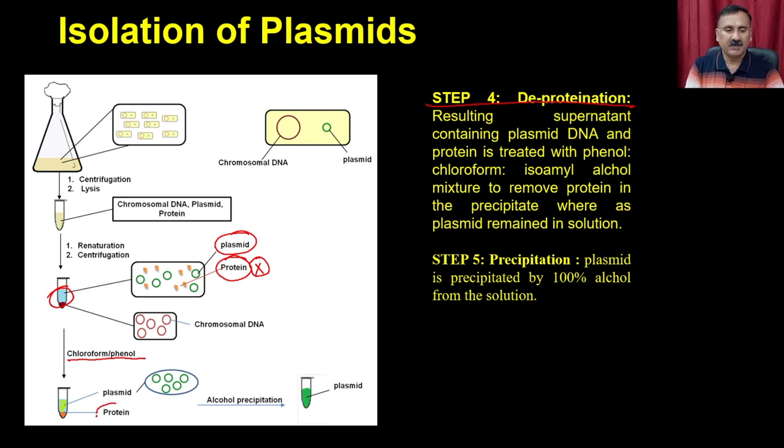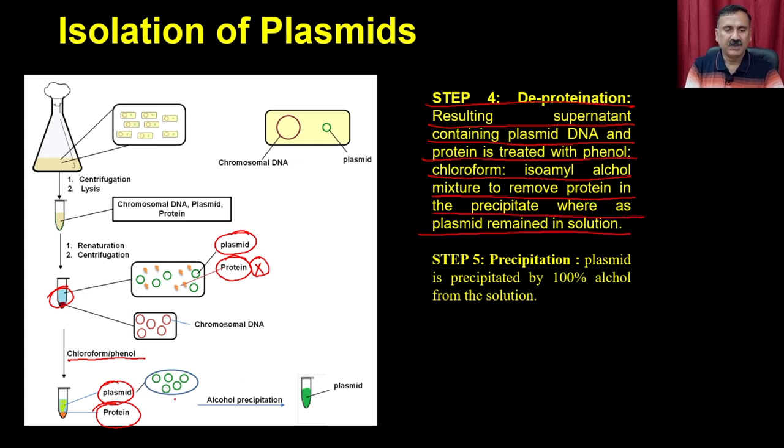So protein is going to be present in the pellet and the plasmid is going to be present in the supernatant. So in step 4, you are going to do the deproteination. The resulting supernatant containing plasmid DNA and the protein is treated with the phenol chloroform isoamyl alcohol mixture to remove the protein in the precipitate, whereas the plasmid remains in the solution.